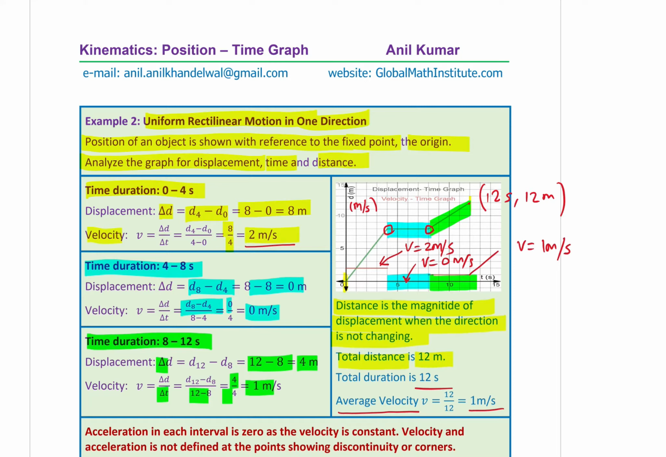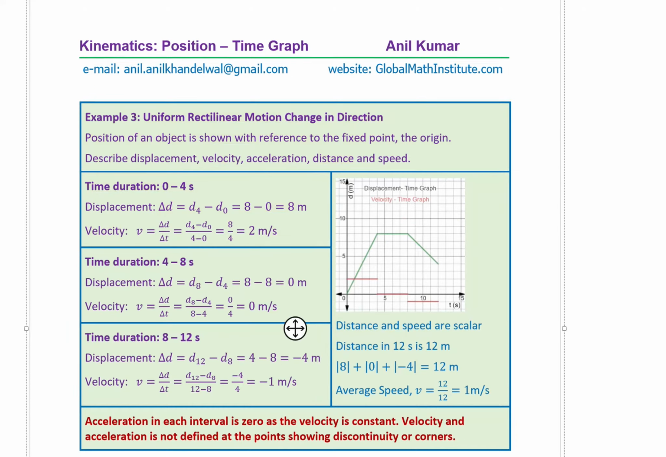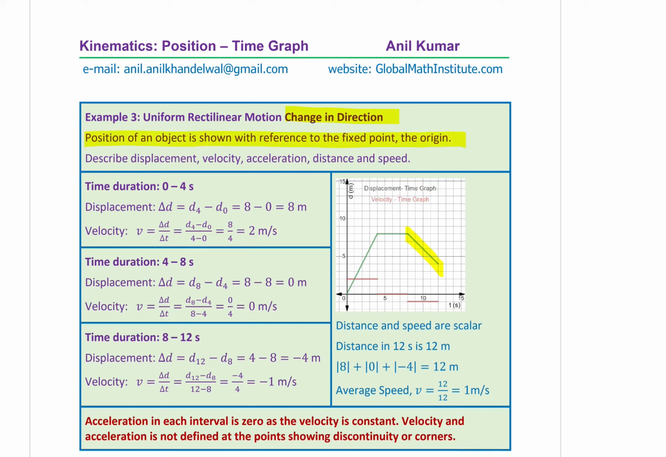Okay, let's move on and take up the next example, which is example 3. Uniform rectilinear motion, change in direction. So this time we have a change in direction. As you can see now, the distance decreases at the end, right? The position of an object is shown with reference to the fixed point, the origin. Describe displacement, velocity, acceleration, distance, and speed in this particular case.